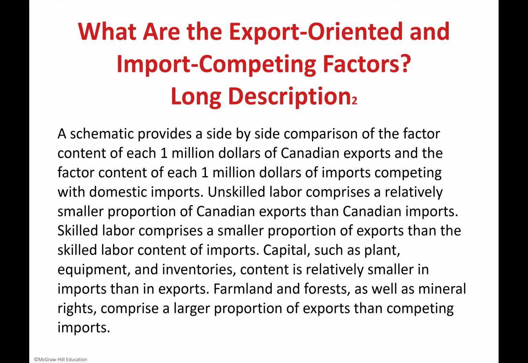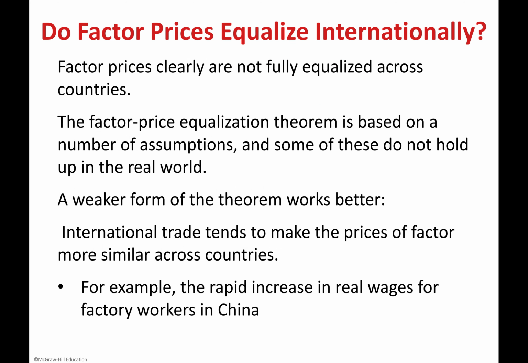And this is one of the problems with the Heckscher-Ohlin model. It doesn't describe trade for two countries that are at a very similar level of development. So Canada and the US are examples of that. It's probably best to look at it in terms of a country that's developing and a country that's developed. Why? Because Canada and the US are likely to produce very similar products because they're both at a similar stage of development. Next question he asks is, do factor prices equalize internationally?